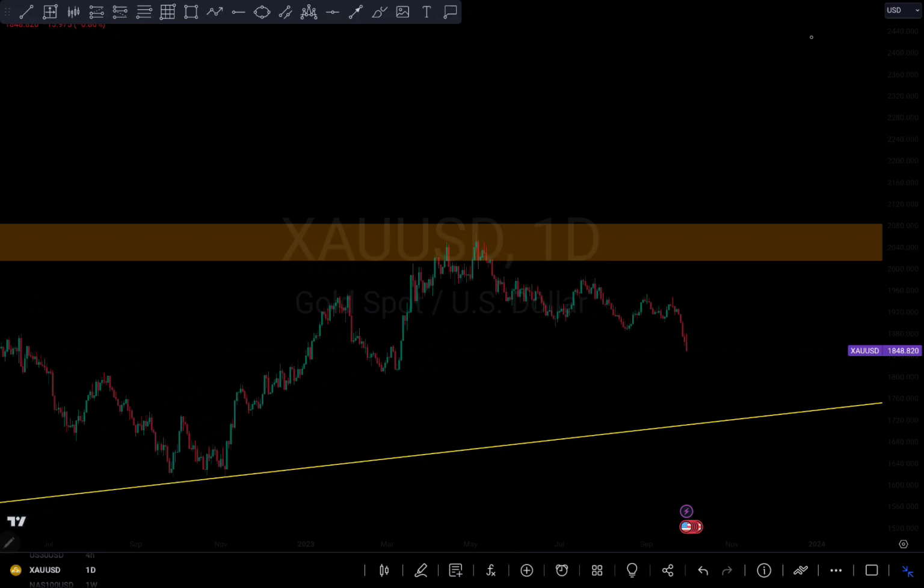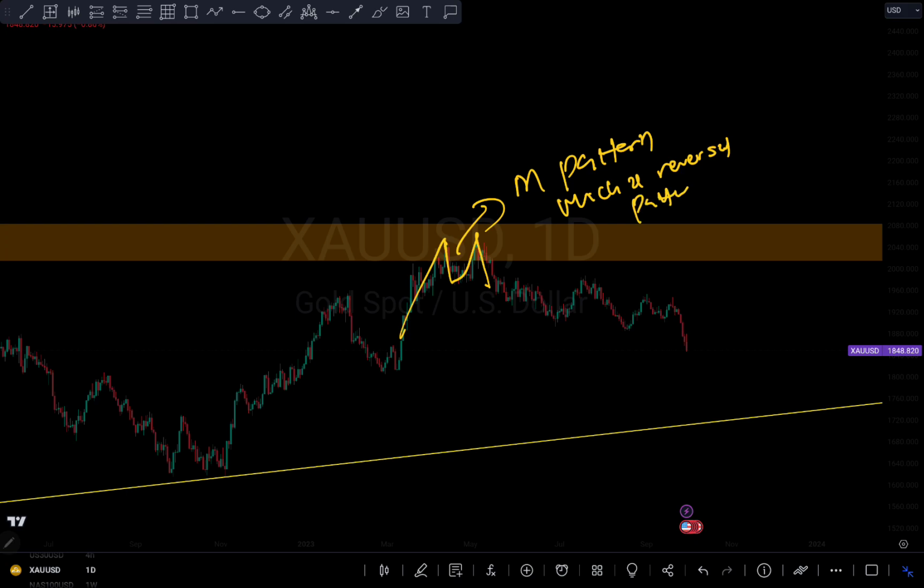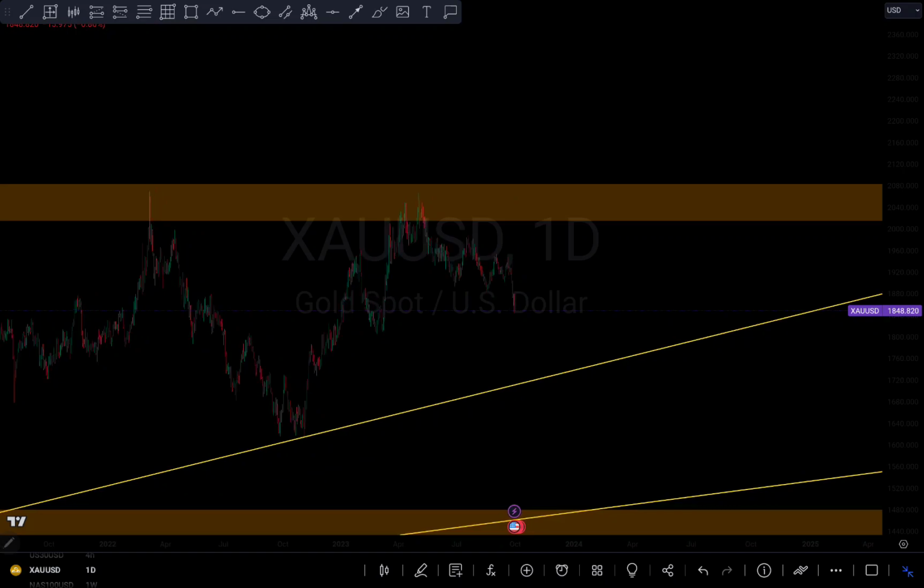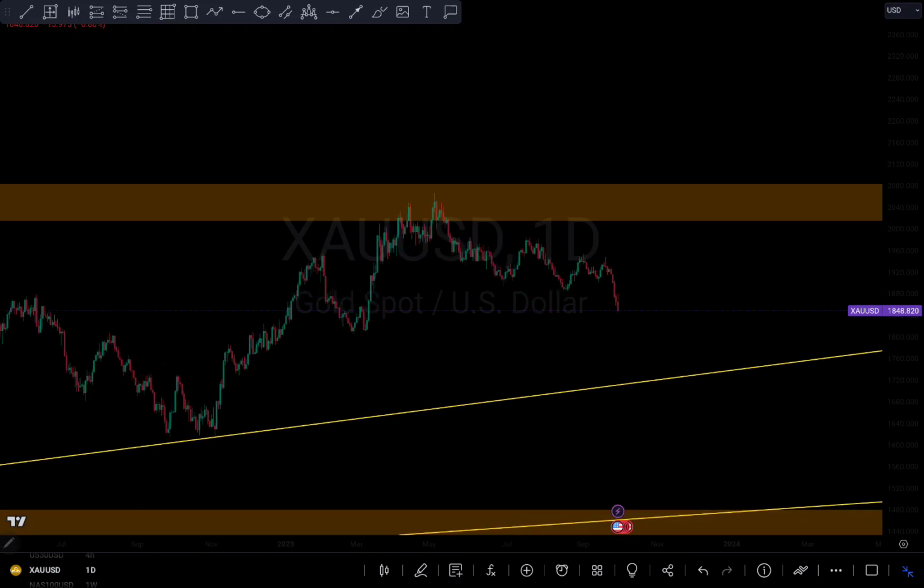So now we can see that when it comes to this zone right here, it's rejected multiple times. As soon as I saw this pattern right here, this M pattern, which is a reversal pattern, I knew we were going to push to the downside on gold. I knew that.